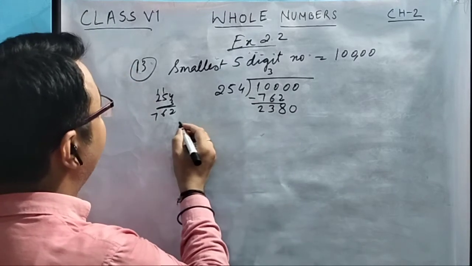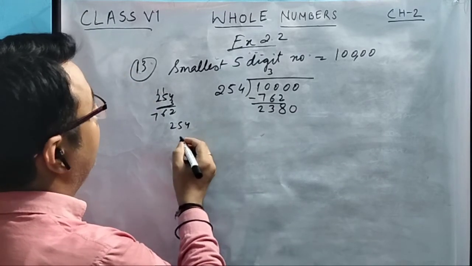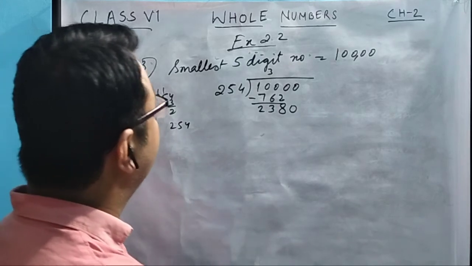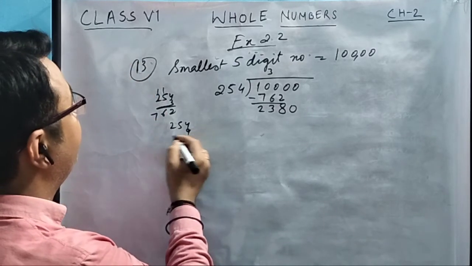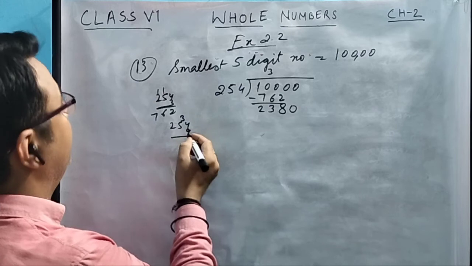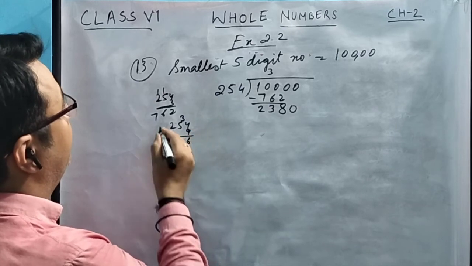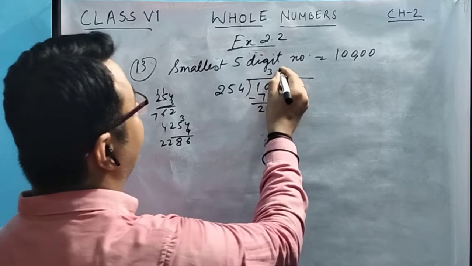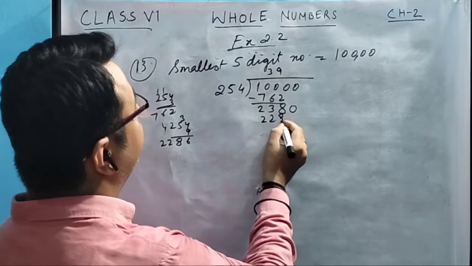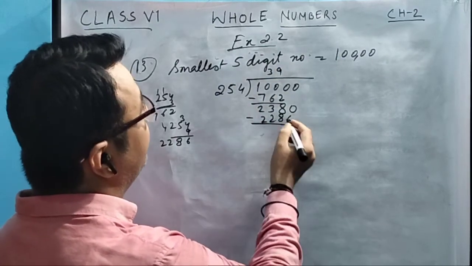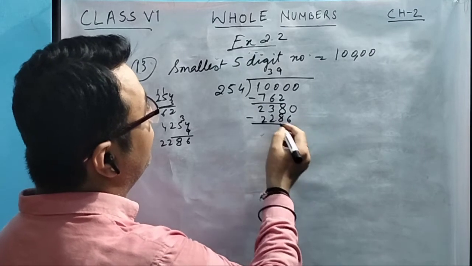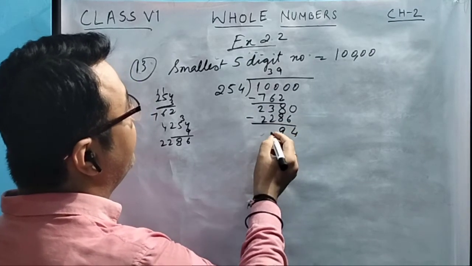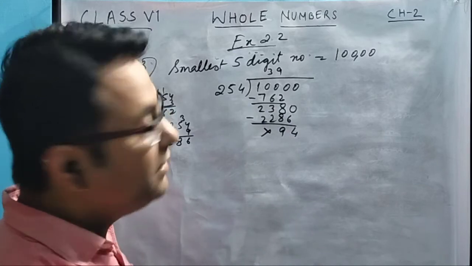Now how many times will it go? I think it should go, let's check, 9 times. It will go 9 times, yes. So 2286. Let's subtract the remainder. 10 minus 6 is 4, 17 minus 8 is 9. So 94 is the remainder.